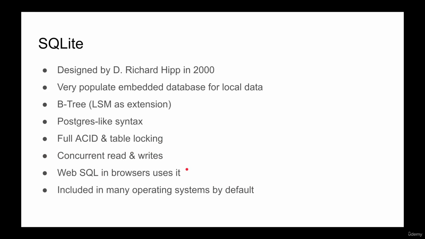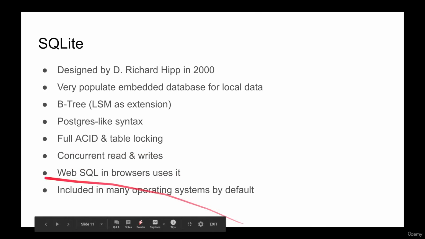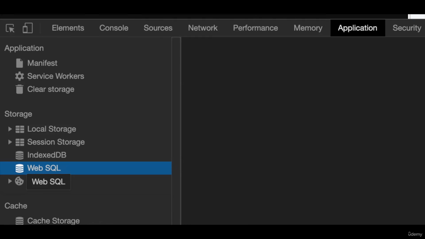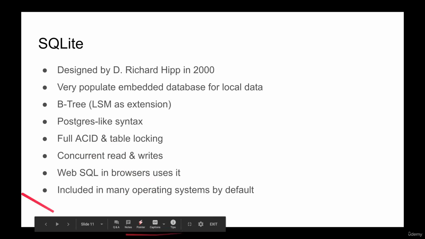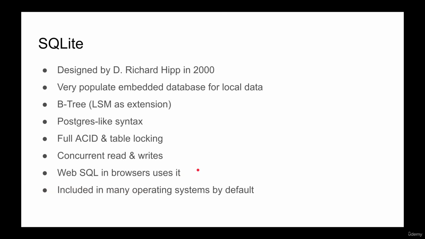Concurrent reads and writes. Yes, it has concurrent read and concurrent write. You can write in parallel. How badass is this, guys? So he's using the operating system and he can write in parallel. That's amazing. So WebSQL, if you ever see WebSQL in your browser console, that's a SQLite. And I might do a video on WebSQL. It's included in many operating systems by default. Windows includes it by default. I believe Linux has it by default. I might be wrong there.